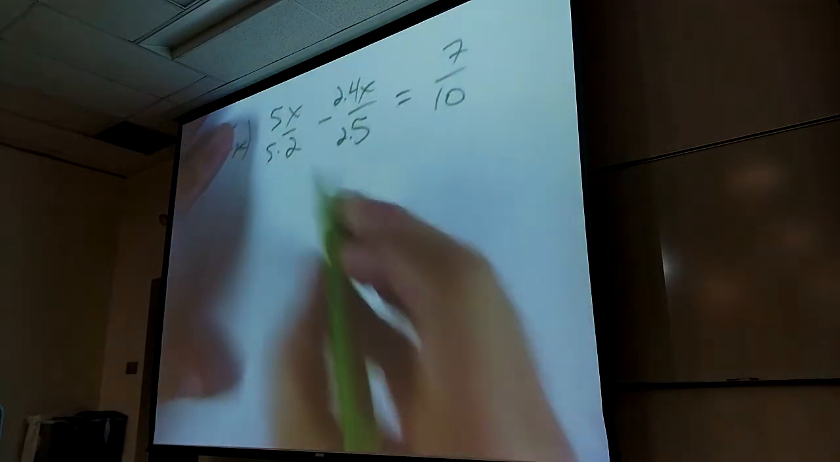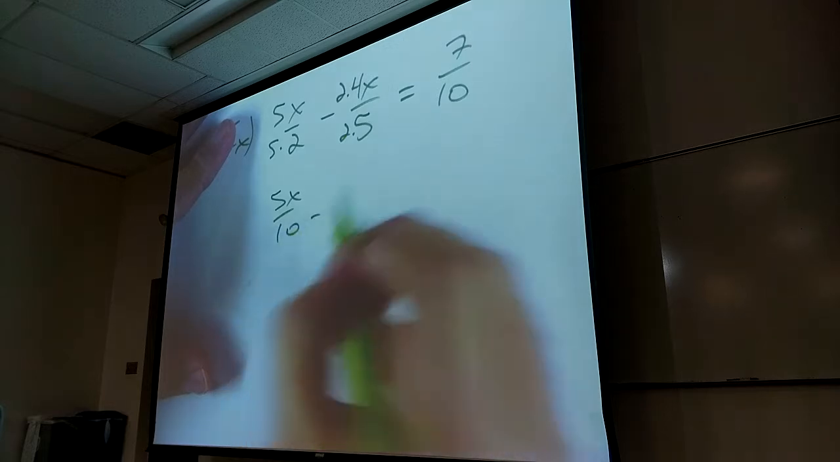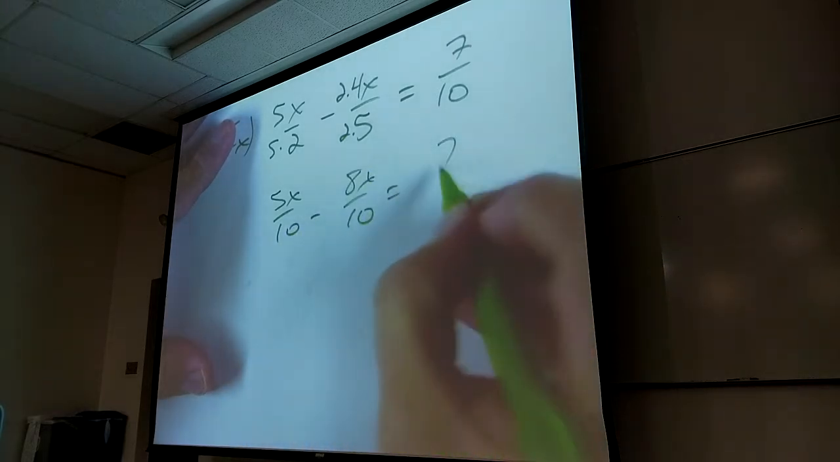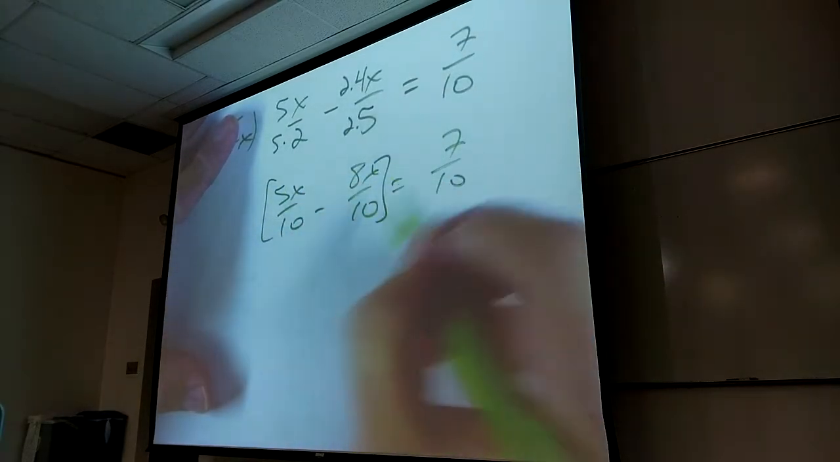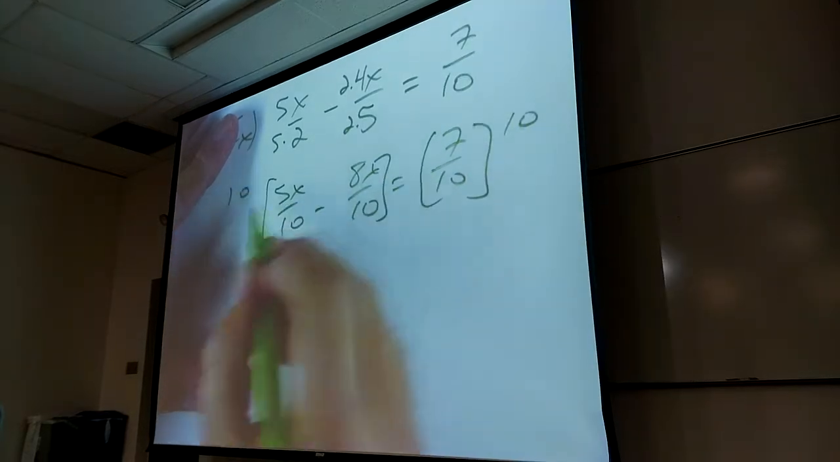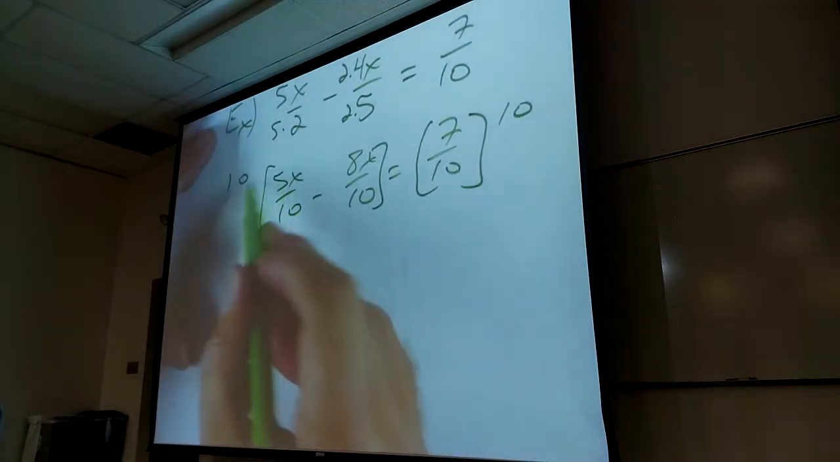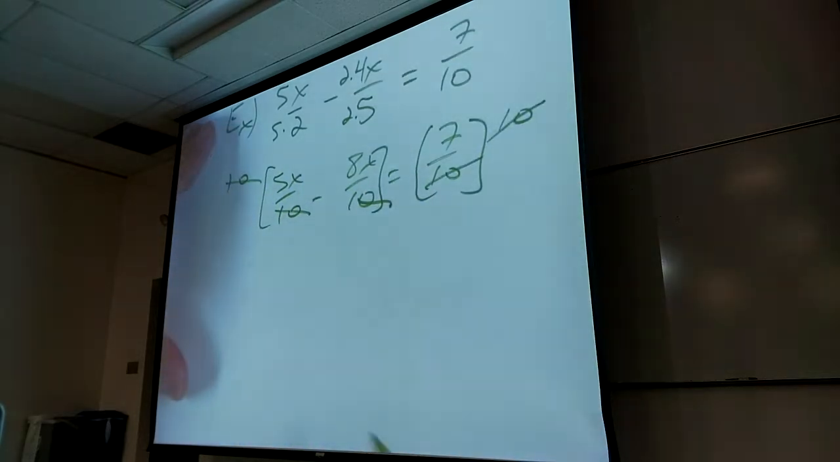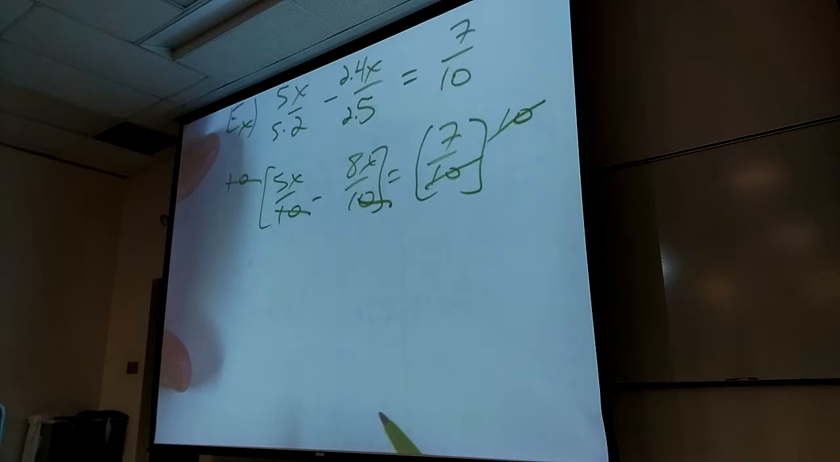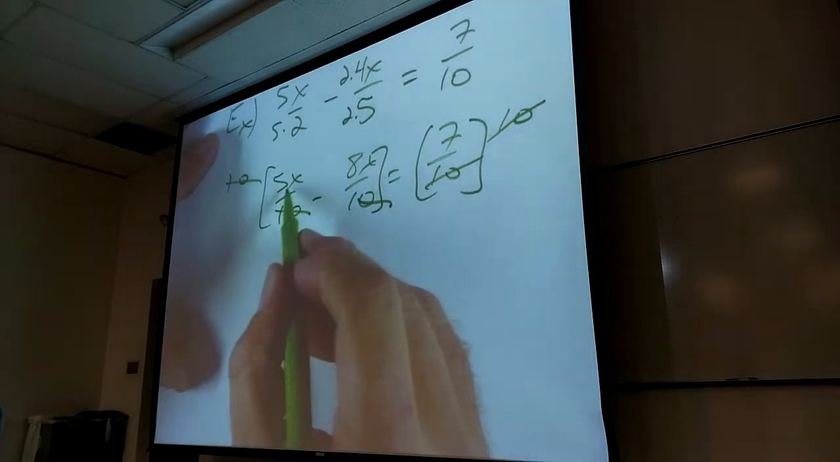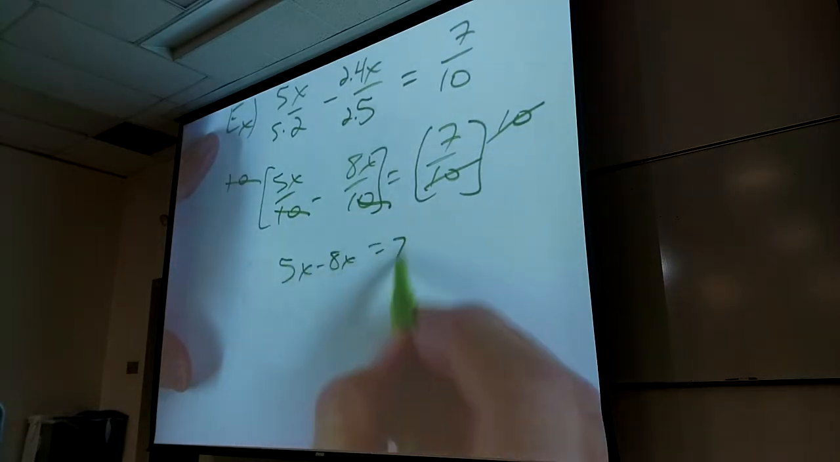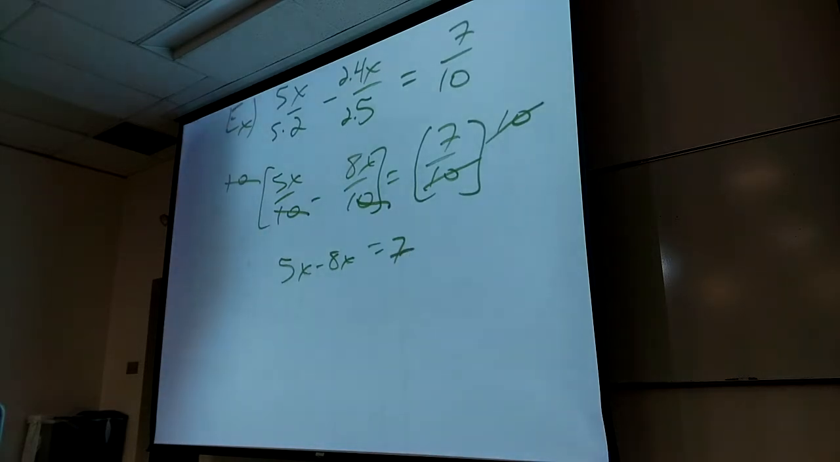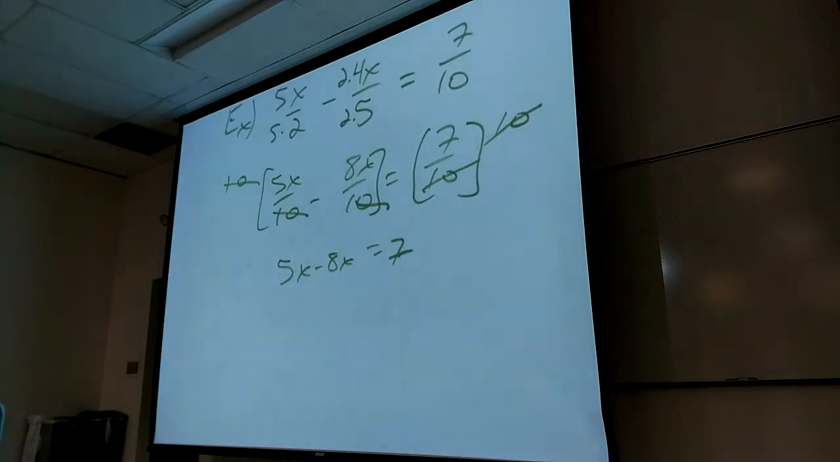So they get 5x over 10 minus 8x over 10 equals 7 over 10. If I multiply both sides by 10, don't make this 50, that's silly. The 10s die. You guys see that? Yes. And then I get 5x minus 8x equals 7. That's all. The tops stay alive. I killed all the bottoms. So if you make all the bottoms the same, you can then multiply both sides by that, and they die.